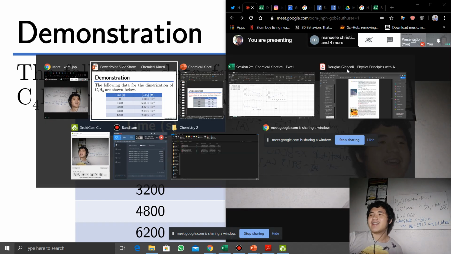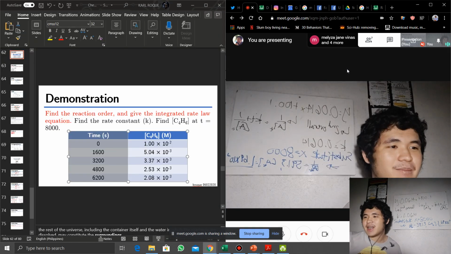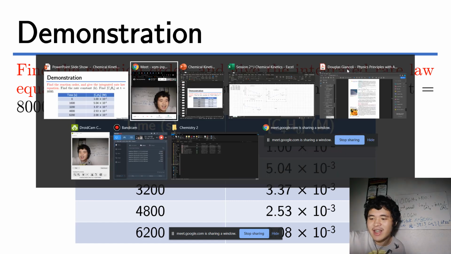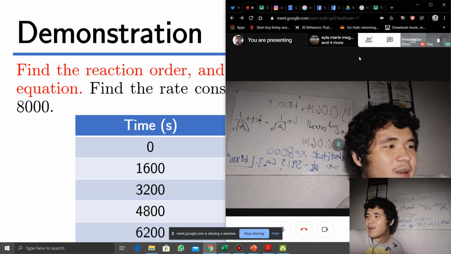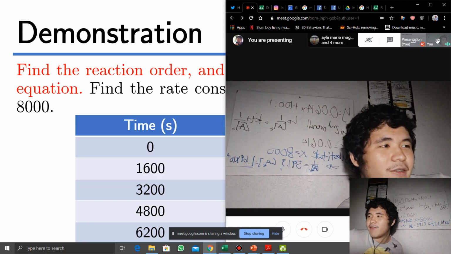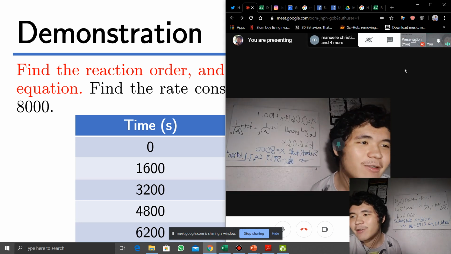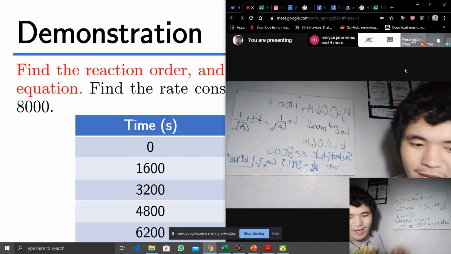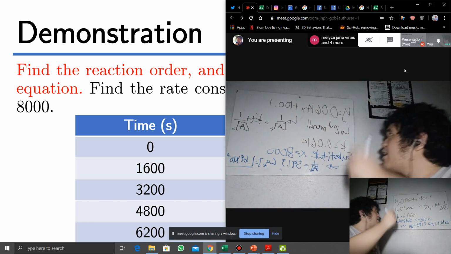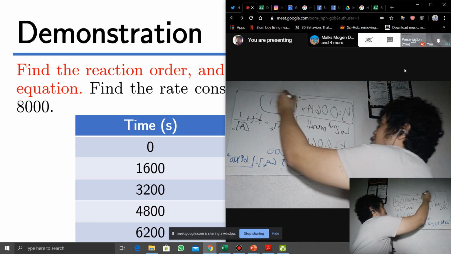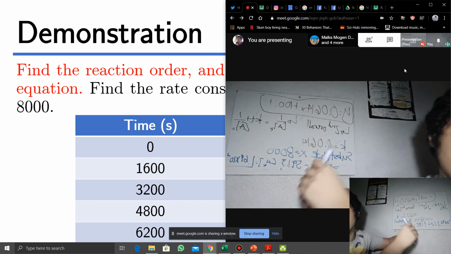Okay, sige. Now, let's move on. Balik tayo sa tanong kanina. Ano yung rate constant? So, sige, balikan natin yung equation ng kanina. If you understand the concept, ano yung k? Ano yung rate constant natin? Given na ito yung equation natin. Yun yung integrated rate law equation natin.